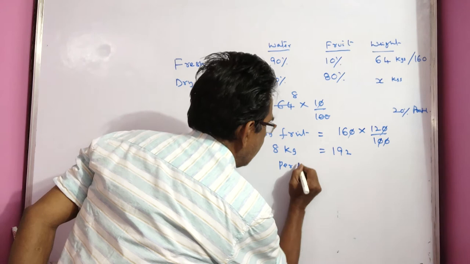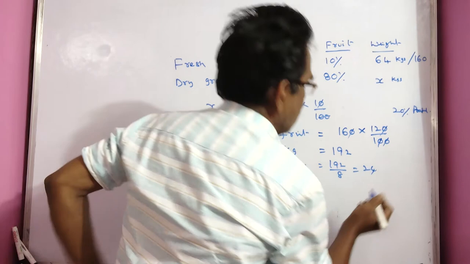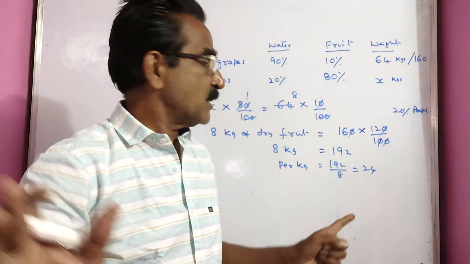Per kg, he has to sell 192 by 8, 8 24s are 192. So, your answer is 24 rupees, friends. Per kg, he has to sell at 24 rupees per kg of dry fruit, so that he makes a profit of 20%.